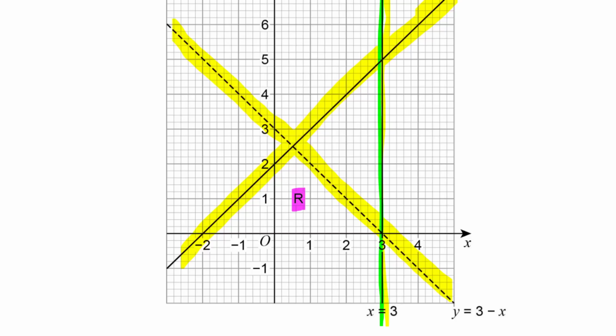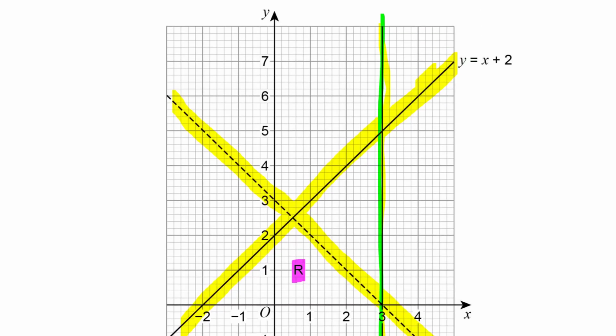Where should R be? So we're saying that x has got to be less than 3. So it's got to be to the left of that line there. y is greater than 3 minus x. So actually I think it should be that side of the line. And y is less than or equal to x plus 2, and I think it's going to have to be that side of the line. So I've got a feeling that this is the region that we should have.